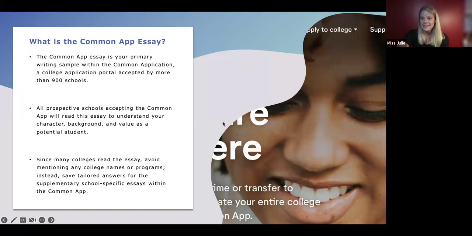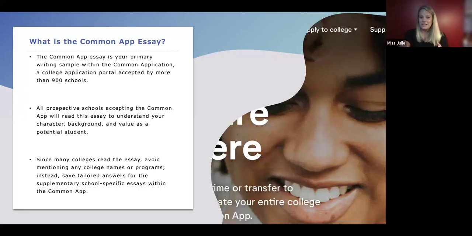So what is the Common App essay? Again, many of you have probably already started this, and if you haven't, you will soon, right? So the Common App essay is your primary writing sample through the Common Application system. It's a college application portal accepted by many, many schools. All schools accepting the Common App essay will read the essay, right? To understand your character, your background, and your value as a potential student.